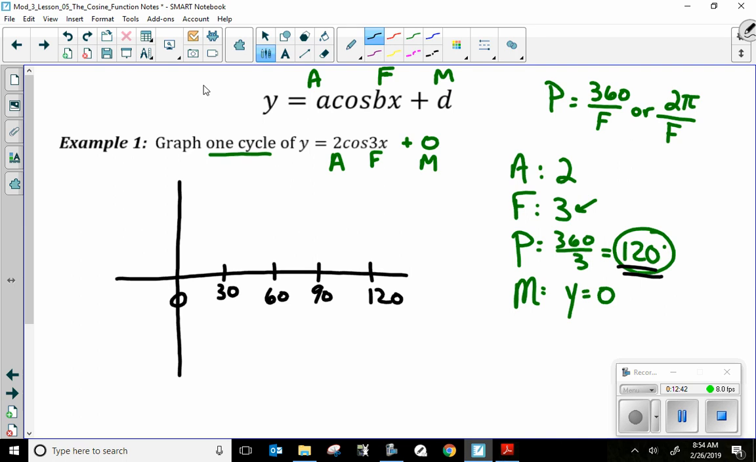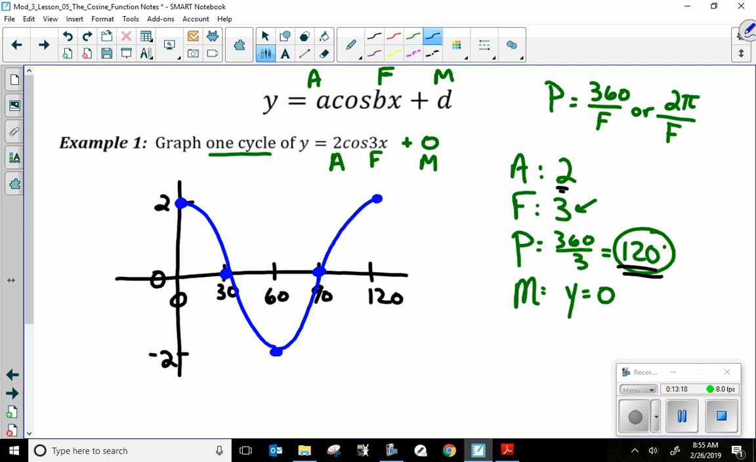And my amplitude is 2. So I know I'm going to go up to 2, and I'm going to go down to -2. And my midline is still at 0. Right. So the cosine curve starts up high, and it ends at 120 degrees up high. In the middle, at 60, it's down low. And in between my highs and lows, that's where my x-intercepts or zeros happen. That's where the midline is. So I just draw a nice little curve.